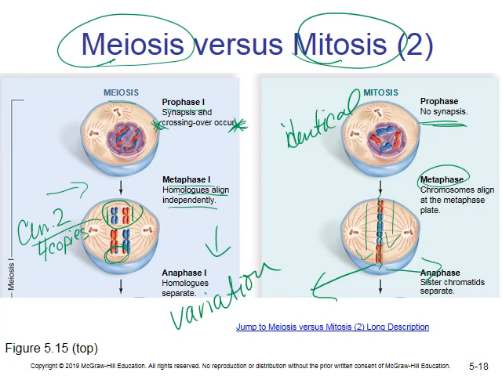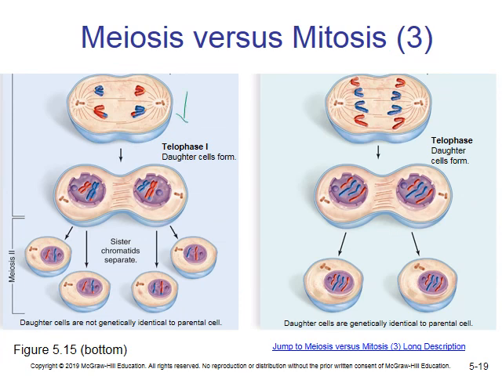In this one, what's going to happen? Do you split chromatids? No. What do you split? Homologs. So that's a big difference between metaphase 1 of meiosis and metaphase of mitosis. So now we go through anaphase and telophase.